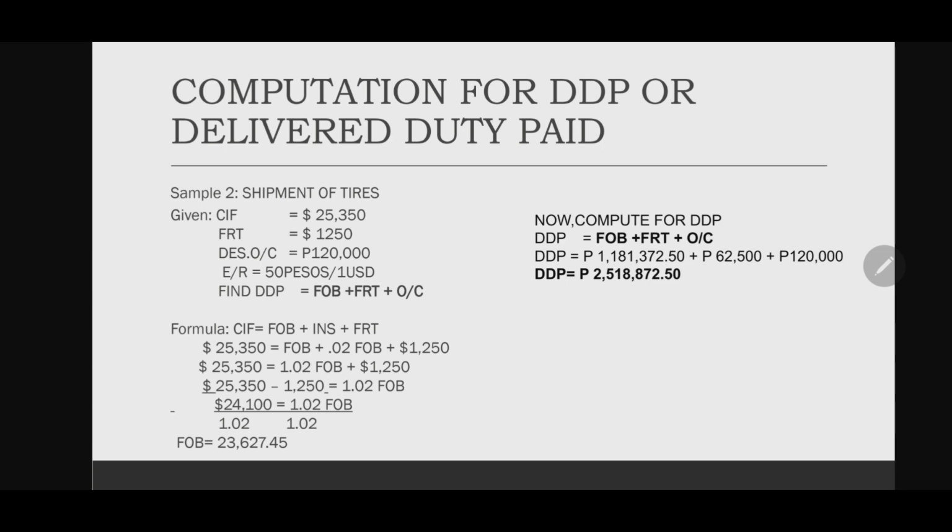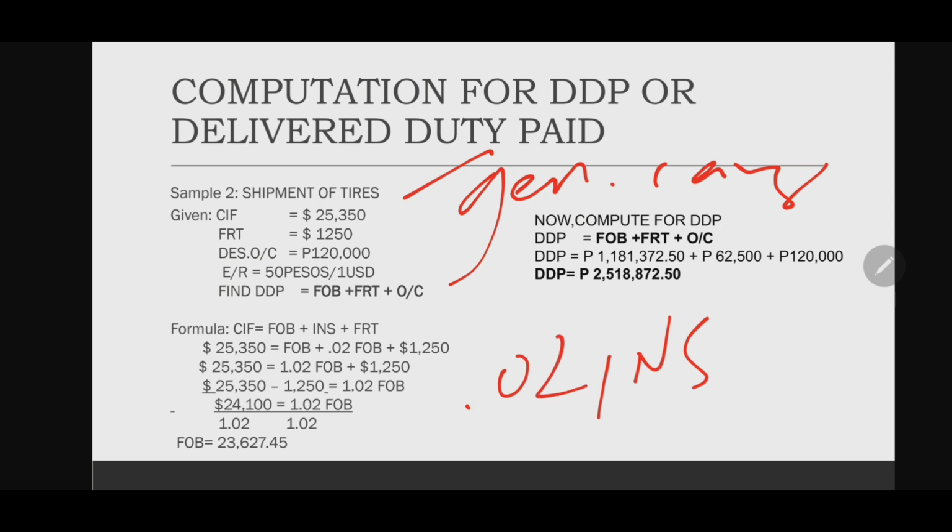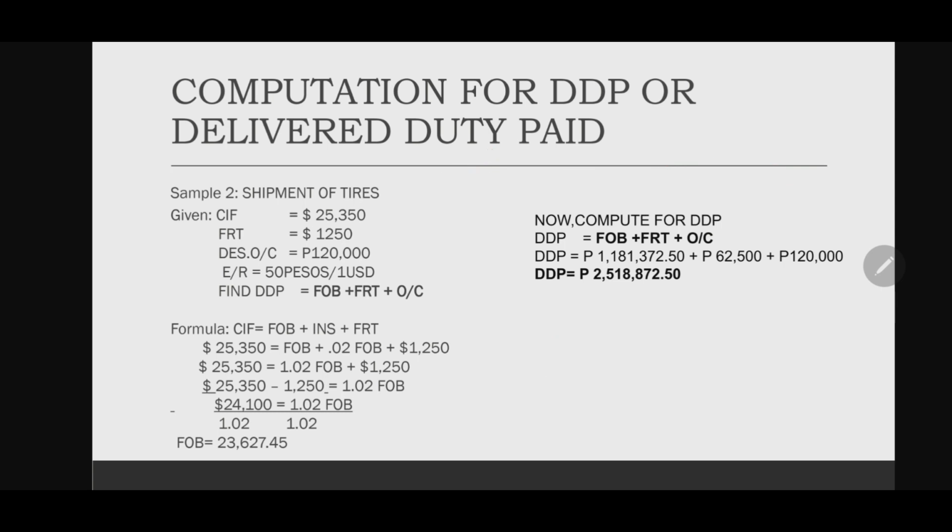So since there is no given FOB, you need to compute for the FOB, but you also notice that there is no given insurance. Since it's a shipment of tires, we need to know that this is a general cargo. So meaning we're gonna use 0.02 of our FOB. Okay, so for us to be able to compute that, write the formula of your CIF. CIF is equal to FOB plus insurance plus freight, and then just substitute the value.